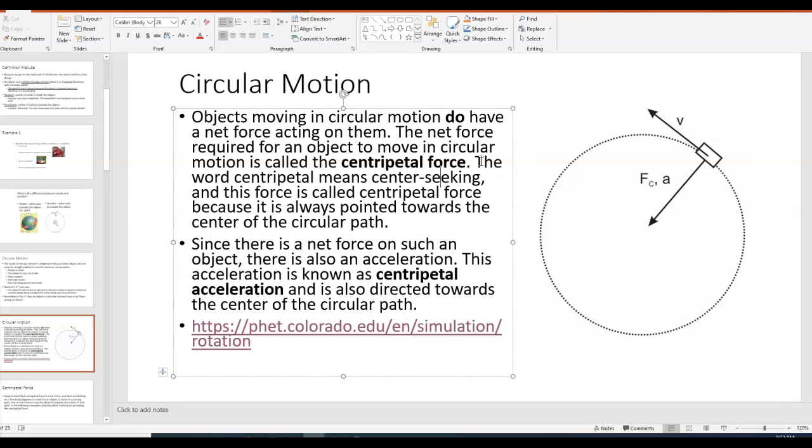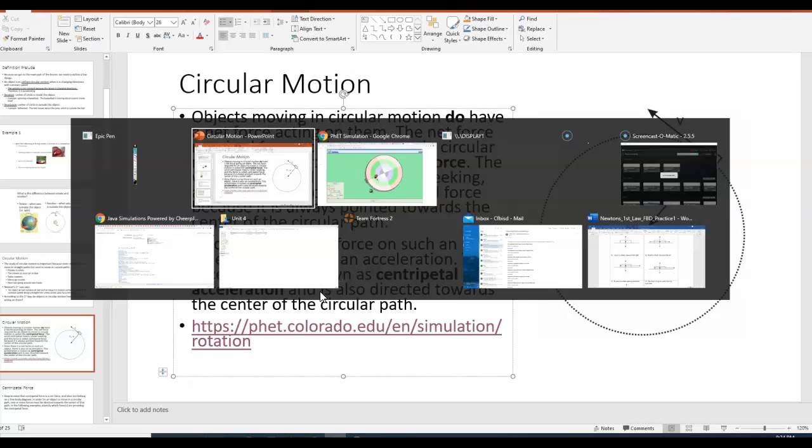Now because there's a net force on the object, there's also an acceleration, and we call this centripetal acceleration. That's the acceleration of the object, not changing speed, not moving faster or slower, but changing direction. We call it centripetal acceleration because it's also towards the center.